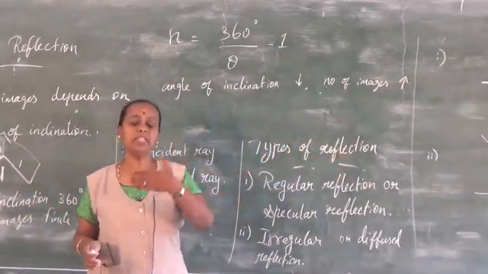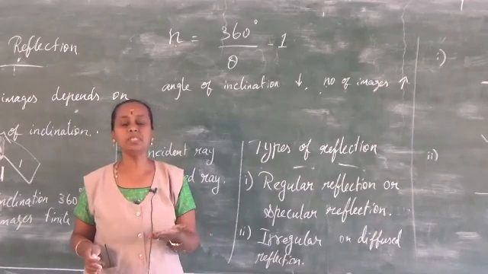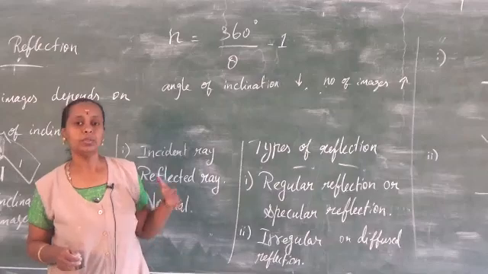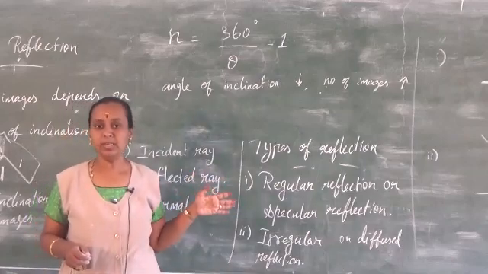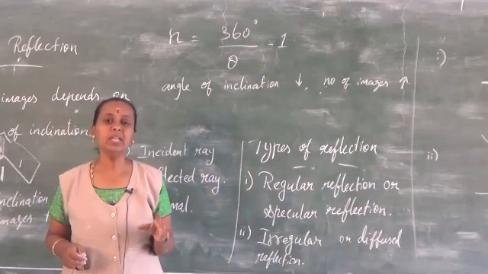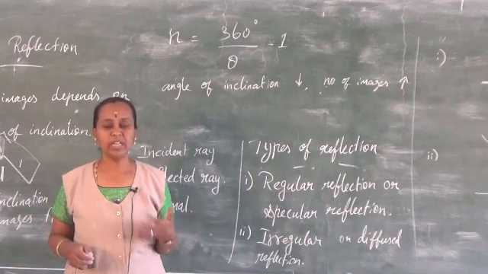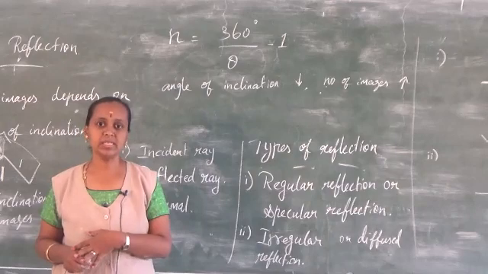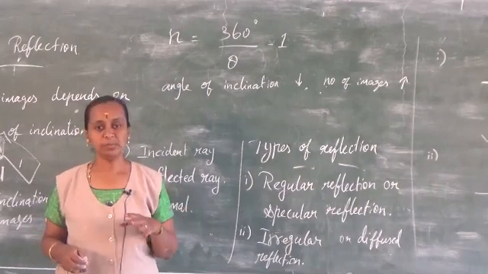When they are kept in the parallel form, it forms infinite images, infinite reflections will be there. So you can understand what is multiple reflection. It's a very simple theory. We have already experienced it in our daily life also. Next we are going to learn about some optical devices which work based on these principles.